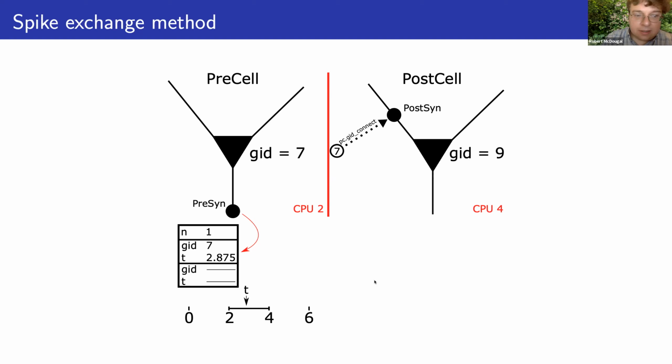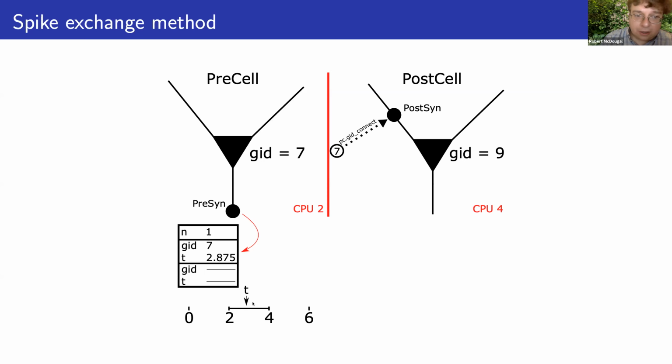I have until time 4.875, since I said it's at least 2 milliseconds, to get around to telling my postsynaptic cell. However, I'm not going to base my communications on the actual spikes, I'm just going to base it on the minimum, because the other processors don't know when the spikes happen yet. But they know, oh, well, we're just going to agree. We're going to synchronize every so often.